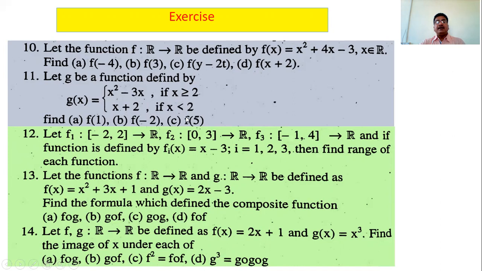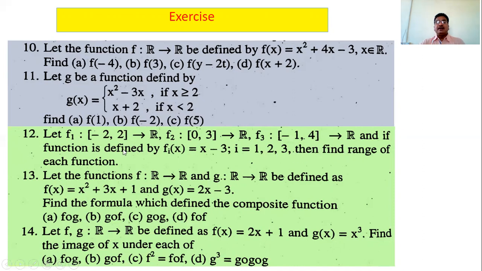And while finding f of 5, we use the other definition. Here the notation should be g instead of f, because the given function notation is g. Then find, by using these two definitions, f of 5 and f of 1. For f of 1 use this definition, for f of 5 use the first definition. Minus 2 is again less than 2, so use this definition, x plus 2.